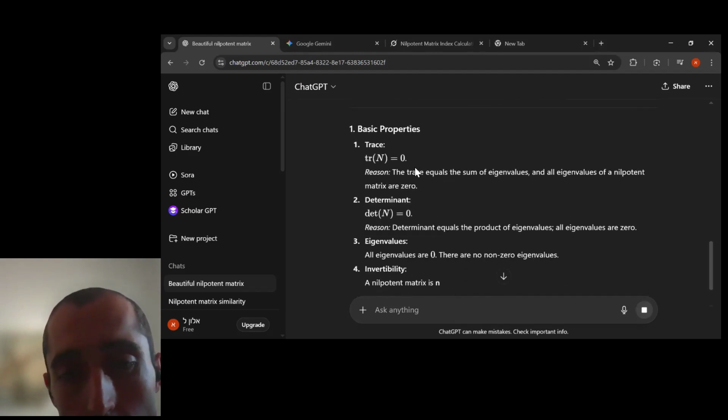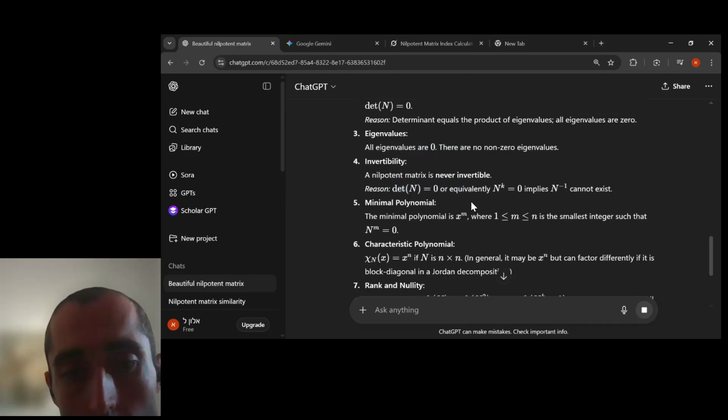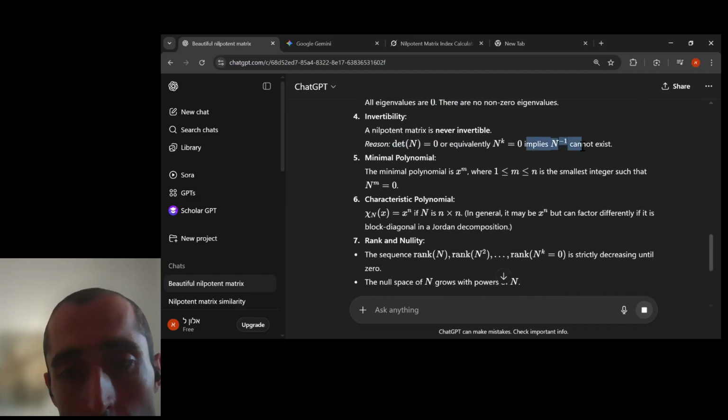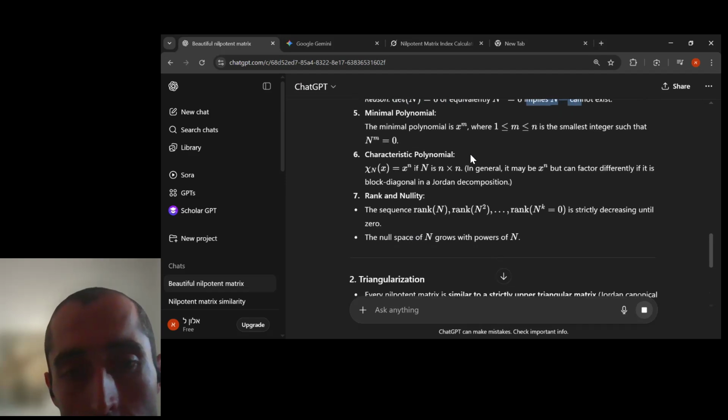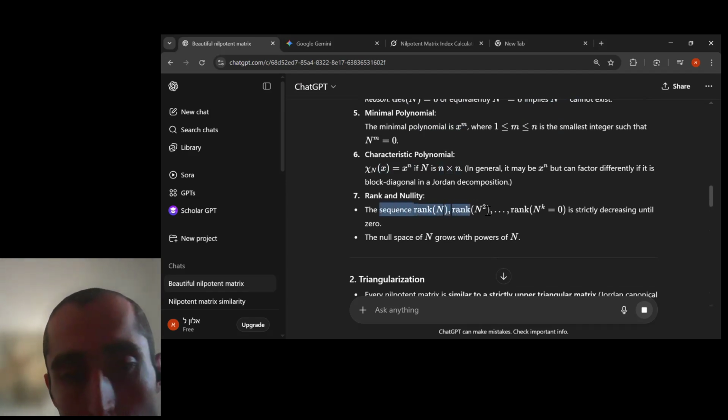N to the power of k is zero, trace equals 0, determinant is 0, all eigenvalues are 0, and there is no inverse. The minimal polynomial is also x to the power of something. The characteristic polynomial is x to the power of n, where N is an n by n matrix. The sequence of ranks is strictly decreasing. This is important. We also work with the kernel.